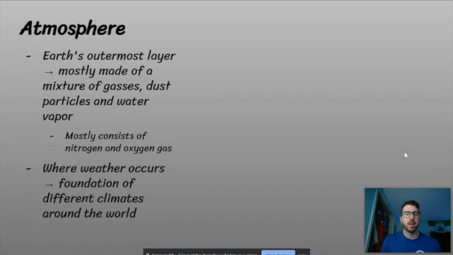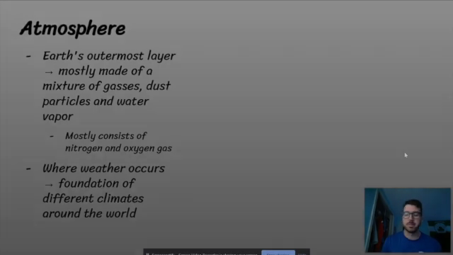All right, let's talk about these spheres a little more in depth. The first sphere is the atmosphere. Just as a review, the atmosphere is the Earth's outermost layer, made up of a mixture of gases, dust particles, and water vapor. The gases mostly consist of nitrogen and then a little bit of oxygen. This is where weather formation occurs, and the atmosphere serves as the foundation for climates all around the world.